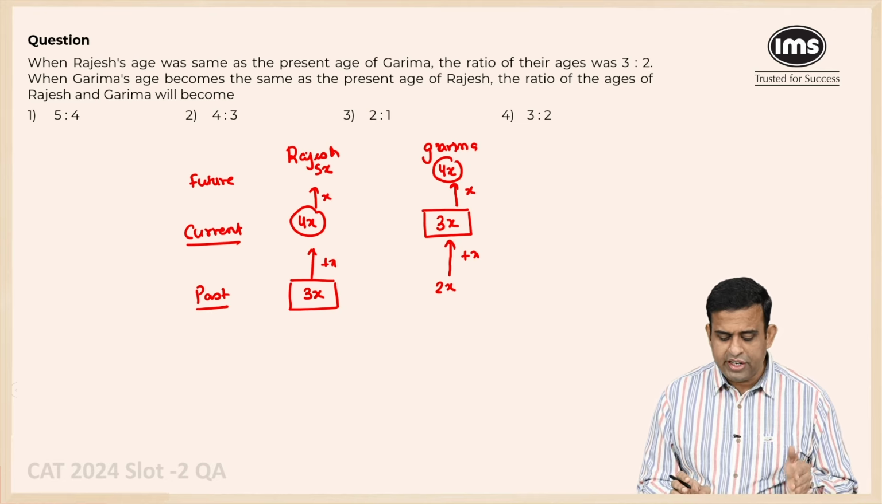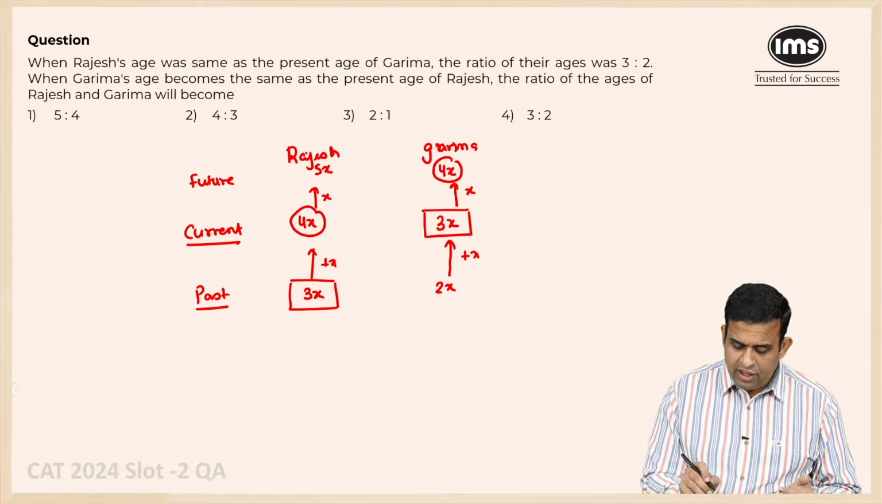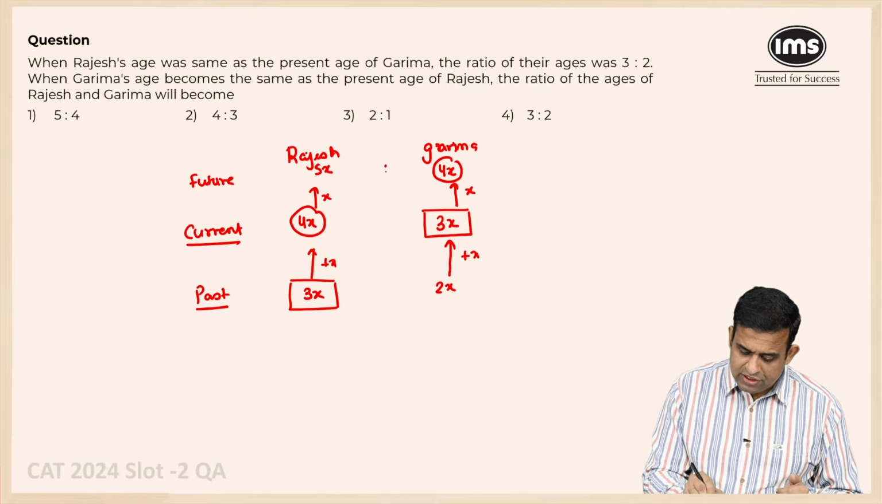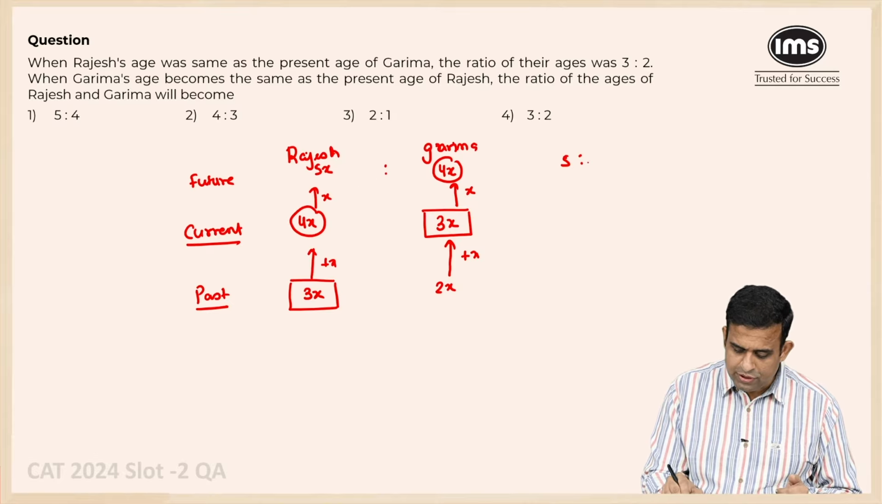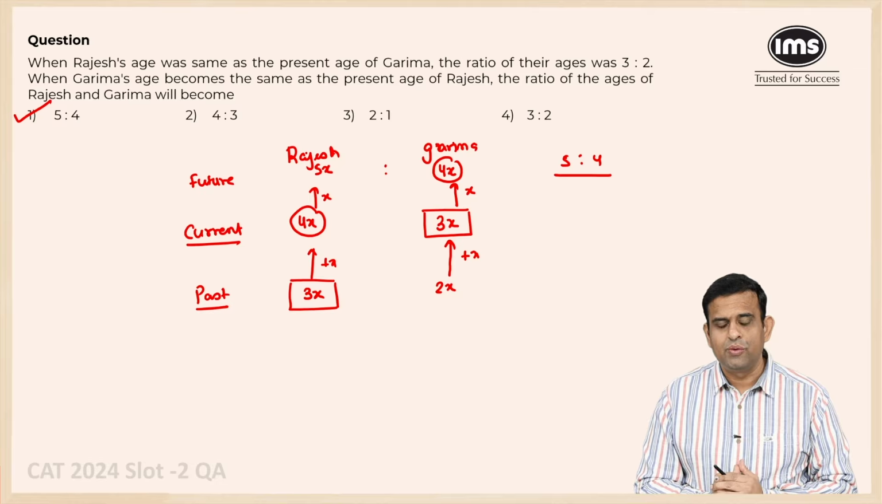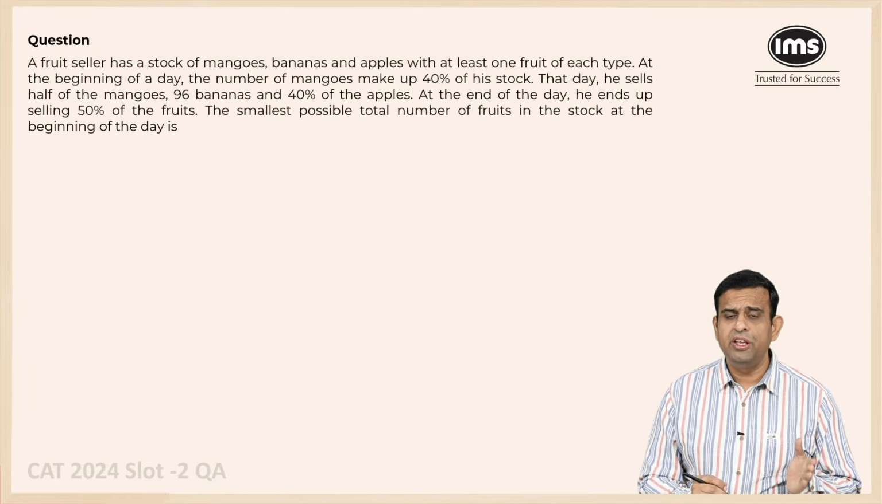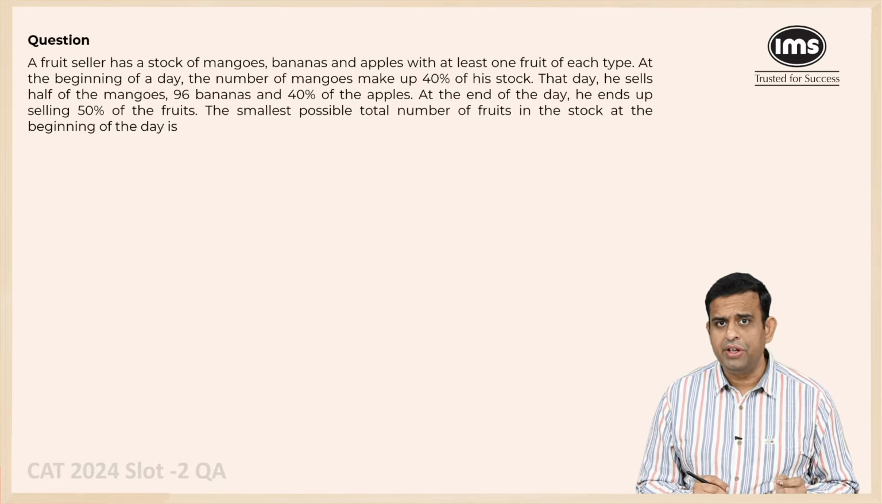And what they want is, at that point of time, what is the ratio of the age of Rajesh and Garima? And that, if you look at, is 5x is to 4x, or simply 5 is to 4. Hence option number 1 is the answer for this particular question. This sum basically has been straight lifted from the previous year, CAT 23 slot 3.